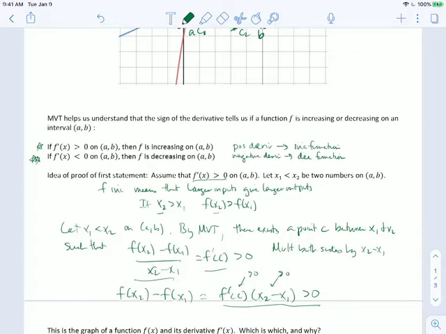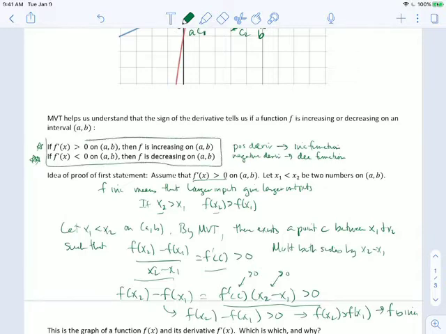So what that means then is that f of x2 minus f of x1 is also positive, or I can write this as f of x2 greater than f of x1, which tells me that f is increasing. We would do something similar to establish the truth of the second statement, but this is one place where the mean value theorem helps us establish the truth of some statements. So we want to keep these two things in mind. They're two of the most important things to take with us out of this section. The sign of the derivative tells us about the increasing or decreasing nature of a function.